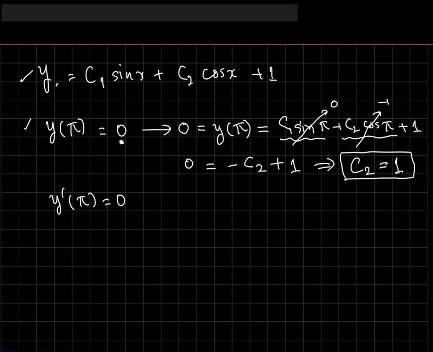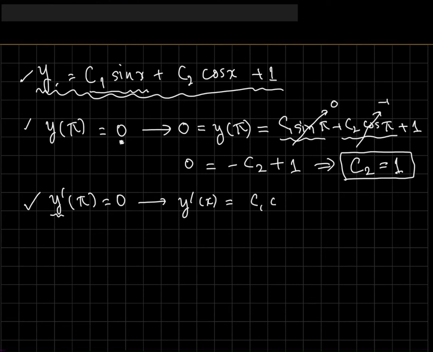Now we will use the second condition that was given, y prime of pi. But before we can do that, we have to get y prime first. And we can get y prime by differentiating the given general solution. So y prime of x is just, so we differentiate this, that becomes c1 cosine of x, and here is negative c2 sine of x, and the derivative of 1 is just 0, so that's just 0.